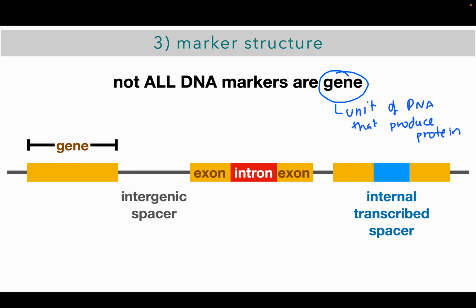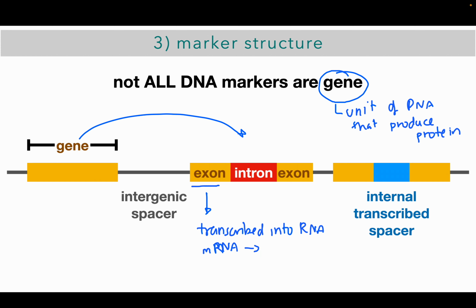So let's look at each gene first. In each gene, you have two areas, right? You have exon and intron. Exon is the one that gets transcribed into RNA, and then the mRNA gets translated into protein. So exon is a part that gets transcribed and then translated. So both transcribed and translated to get to the protein. So exon is the one that gets the job done.